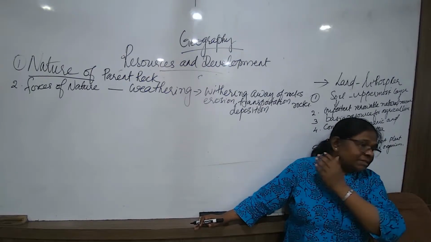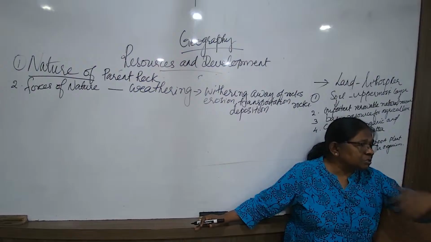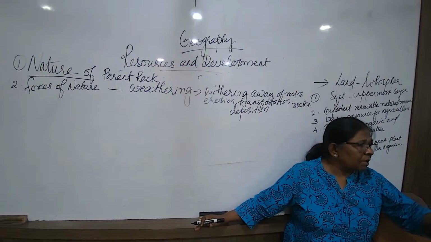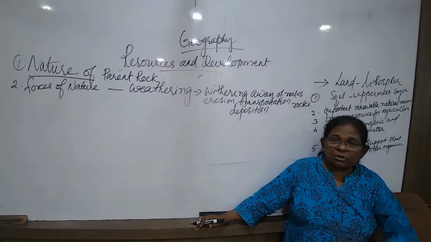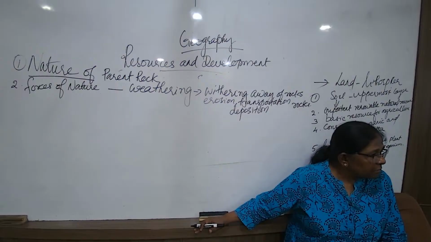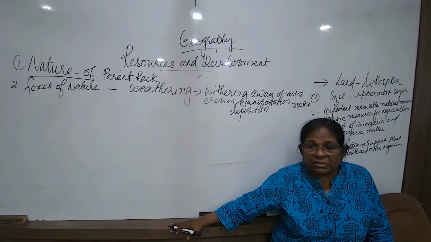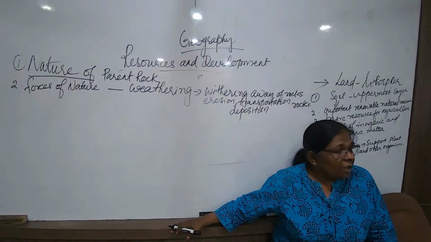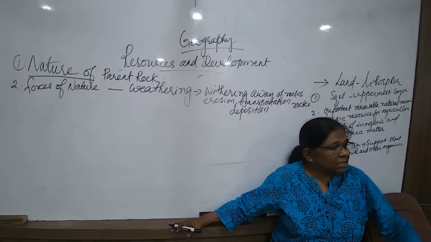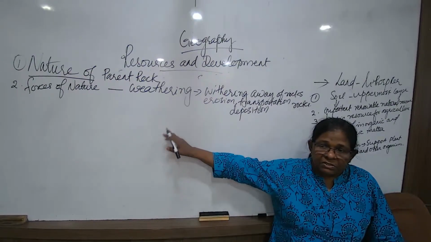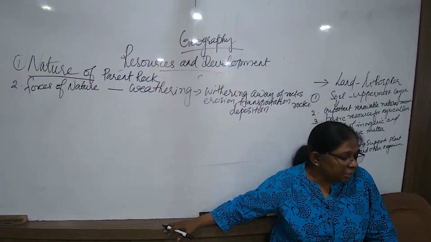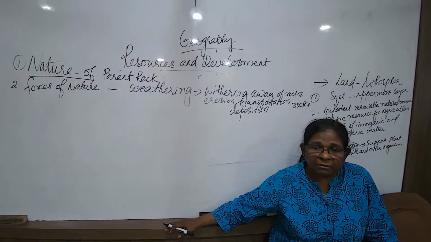On its way, it experienced so much rubbing, and finally it reached the banks of the river. So this is how these particles get deposited and a layer of soil is formed. Did you understand the second point? Now, third, what is the third point?